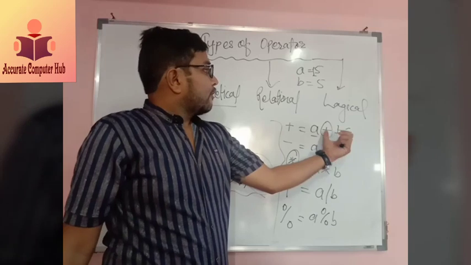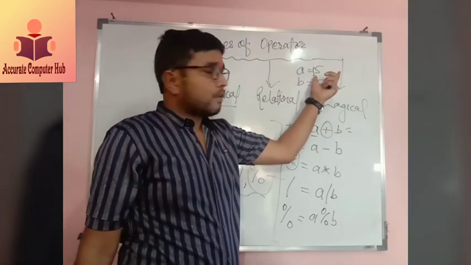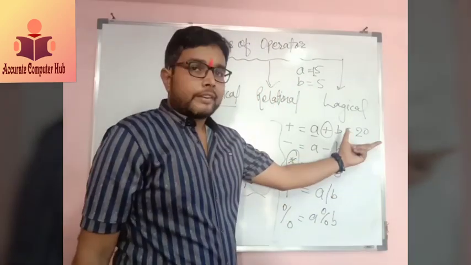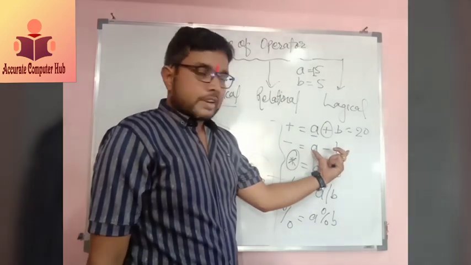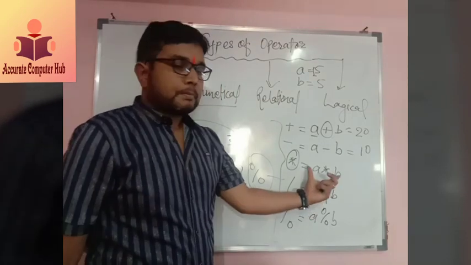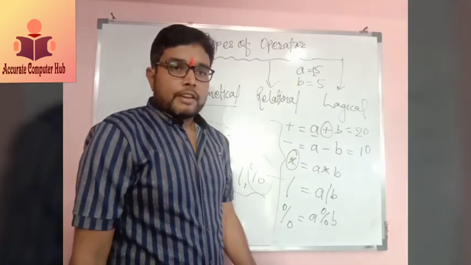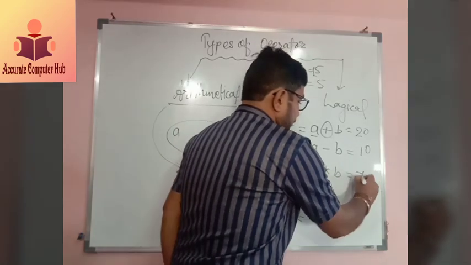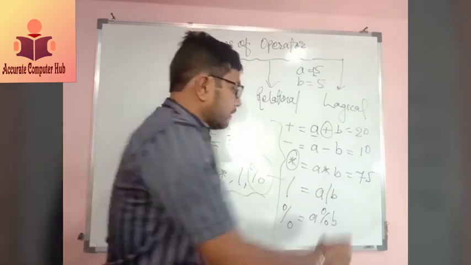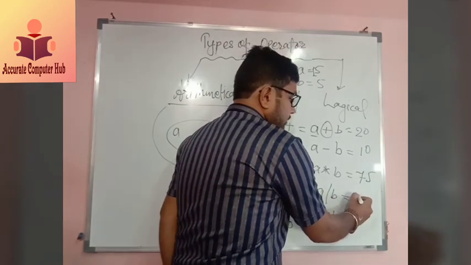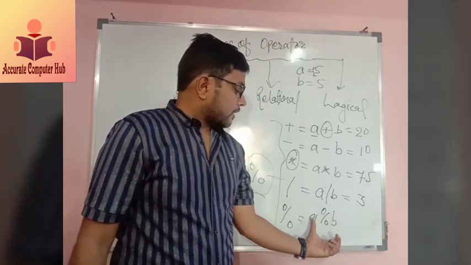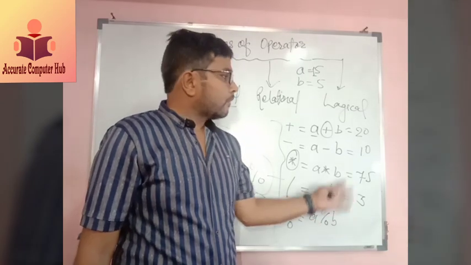Now if I am performing a plus b, then what will be the answer? Answer will be 20. 15 plus 5, that is 20. If I am performing the operation subtraction, then 15 minus 5, the value is 10. If I am performing multiplication operation, then 15 5s are 75. If I am performing slash or divide, then 15 divided by 5, that is how many times? 3 times. Okay.